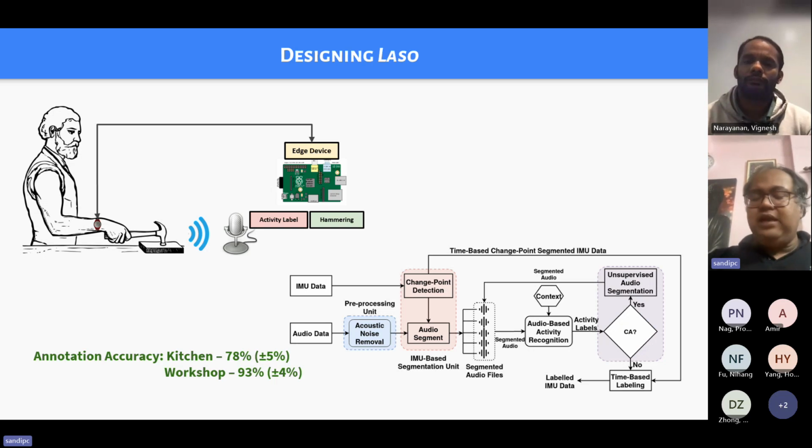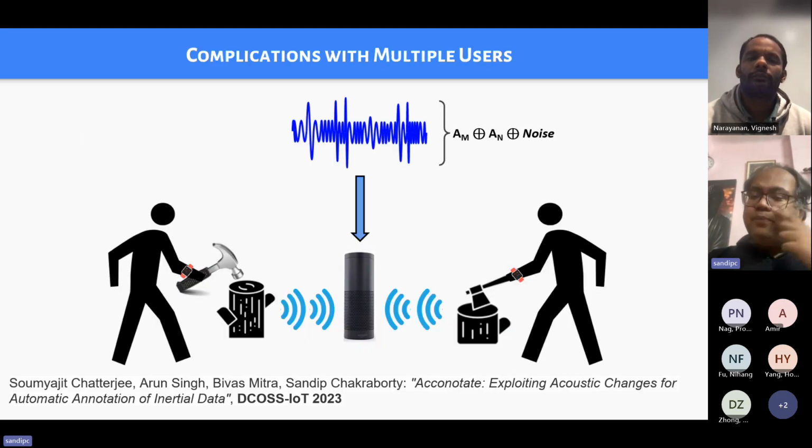And what we have observed is that for different kinds of environments, we got quite good accuracy in doing this automated annotation. For example, in a workshop environment where most of the activities generate precise sound, we have around 93% accuracy, whereas in a kitchen environment where some of the activities generate sound but some don't, in those cases we have close to 80% accuracy. Well, that was the broad idea.